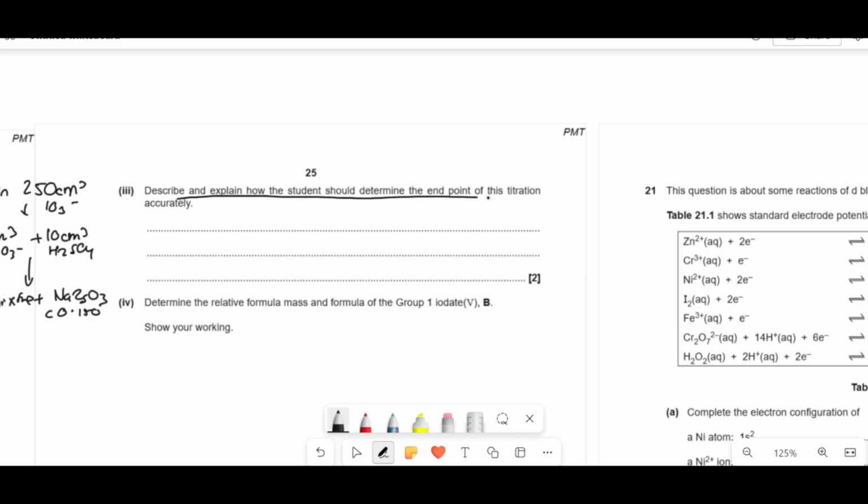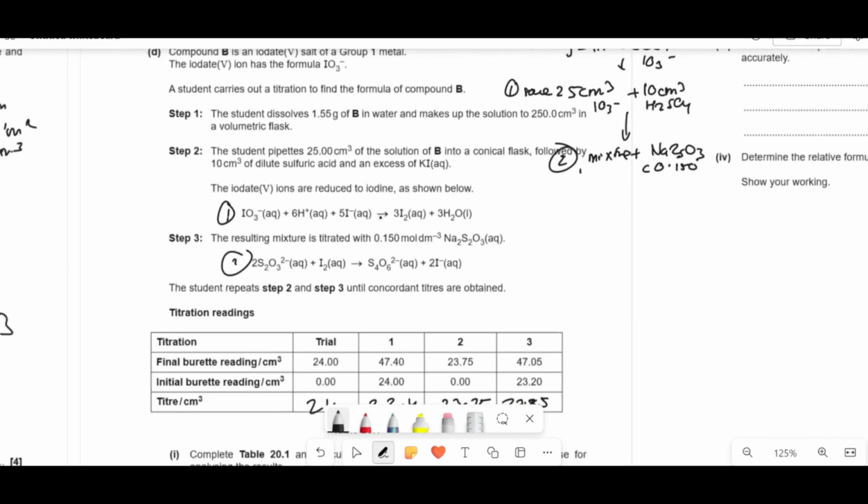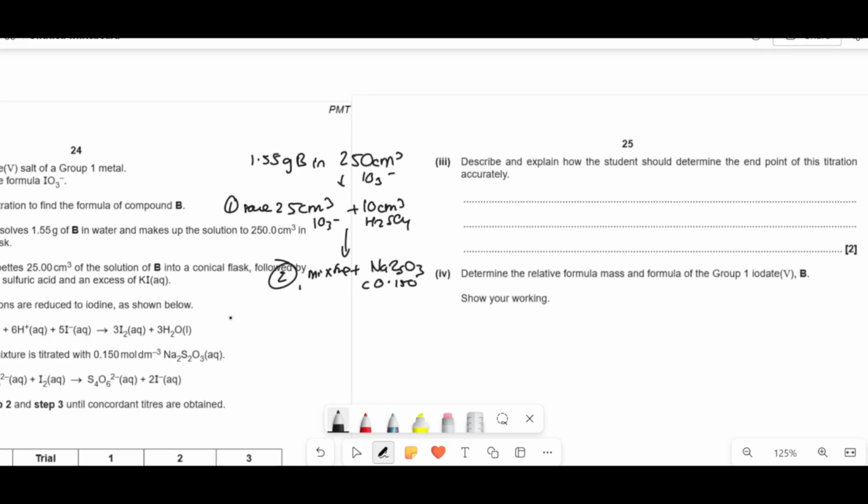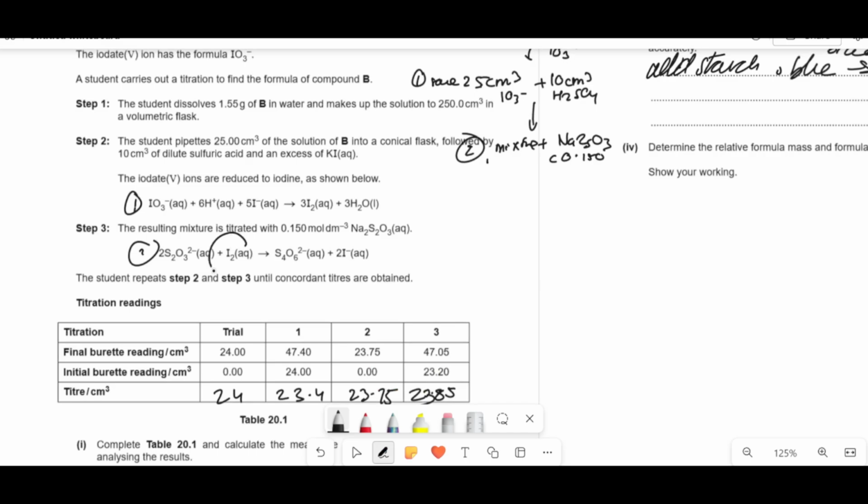Then it says describe and explain how they could determine the endpoint of this titration accurately. So they're doing all of this, and then they're mixing it and titrating it with this, and then they're eventually making all of this stuff. So what's happening here is we're making I2 and it's going to I minus. The only way to know the end product is to add starch, which reacts with iodine, not iodide, so it would go from blue-black to colorless, because it reacts with the iodine. Can you see how that iodine is becoming iodide? It's not the same thing, so it becomes colorless.